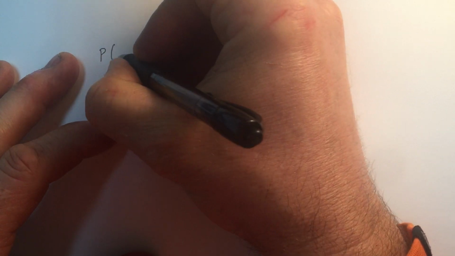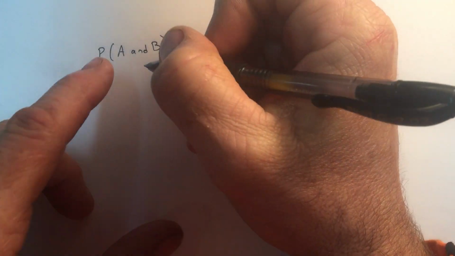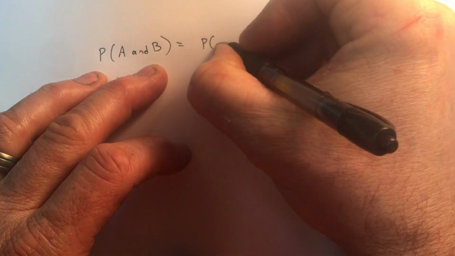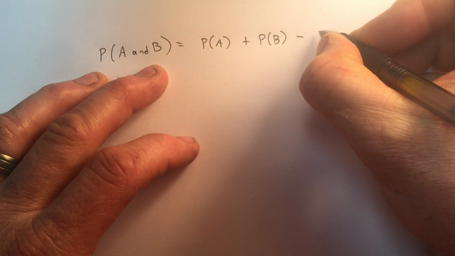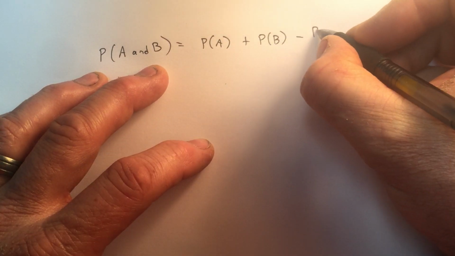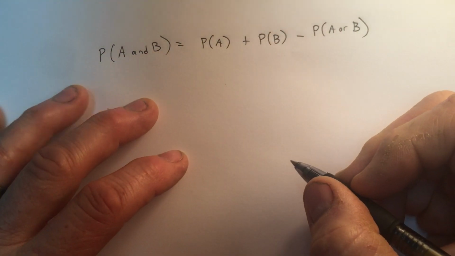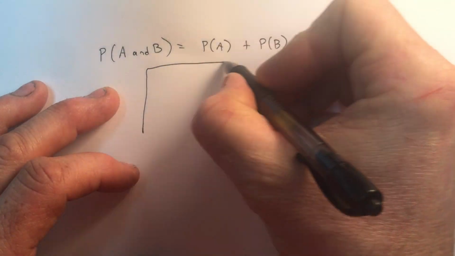It has to do with the probability of A and B. Probability that A and B both happen at the same time. That's going to be the probability of A plus the probability of B minus the probability of A or B. The best way to maybe explain this would be to draw a Venn diagram.